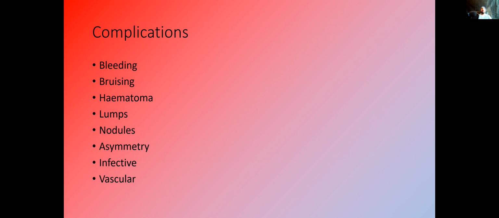Bleeding, bruising, hematoma is very common. Bruising can be tricky. Why is that? Because it can mask a vascular occlusion. So typically when a vascular occlusion is coming on, guess what it's going to look like? Either a bruise or a hematoma. So having that eye for detail and that skill set to know the difference between a bruise, hematoma, and a vascular occlusion is important. Lumps and nodules could be inflammatory, non-inflammatory, asymmetry in the lips, your infections that you can get, whether it's viral or bacterial, and your vascular, which is your common vascular occlusion.